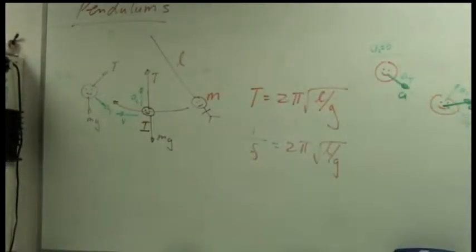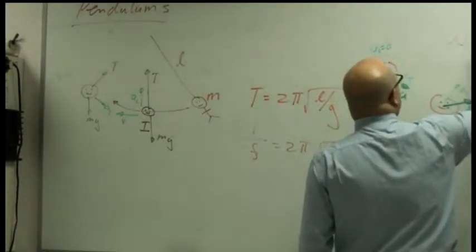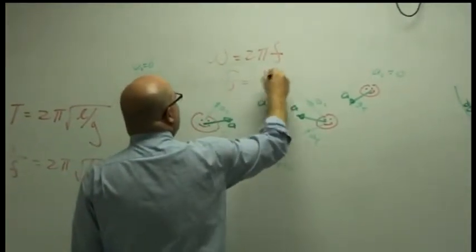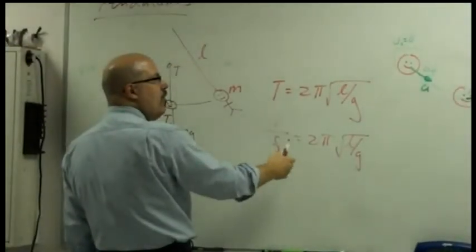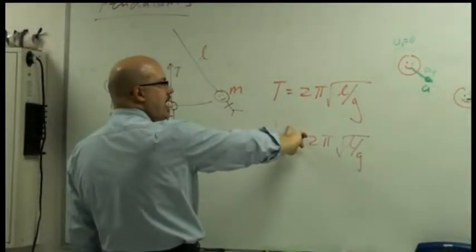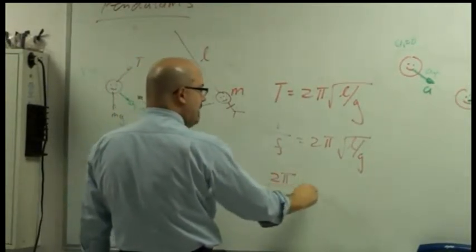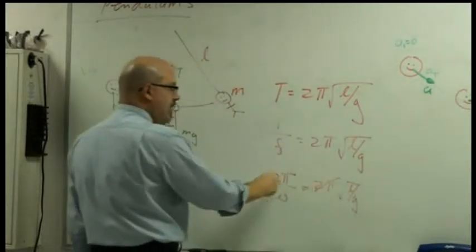Omega over 2 pi. Yeah, omega. Frequency equals omega over 2 pi. Okay, because omega equals 2 pi times frequency, right? Is that right? Yes. So frequency equals omega over 2 pi. So let's change that and put that in here. So really that goes in as 2 pi over omega equals 2 pi square root of L over G. The 2 pi's go away.